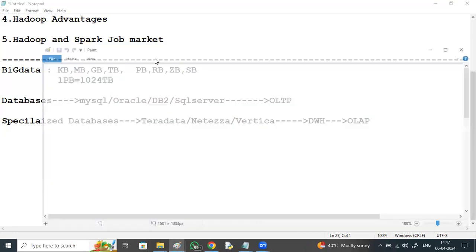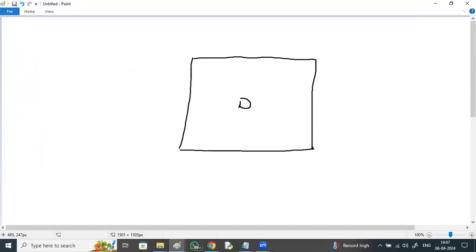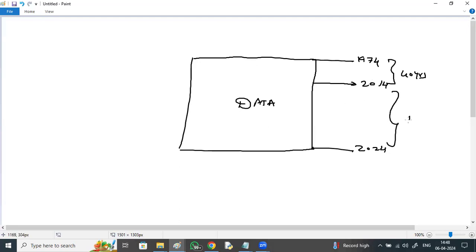you need to know how data is getting generated. Assume this is the data generated over the last 50 years, from 1974 to 2024. If you observe, 1974 to 2014 is the previous 40 years of data, and then the last 10 years. Nearly 80% of the data we are seeing has been generated in the last 10 years, and only 20% was generated in the previous 40 years.